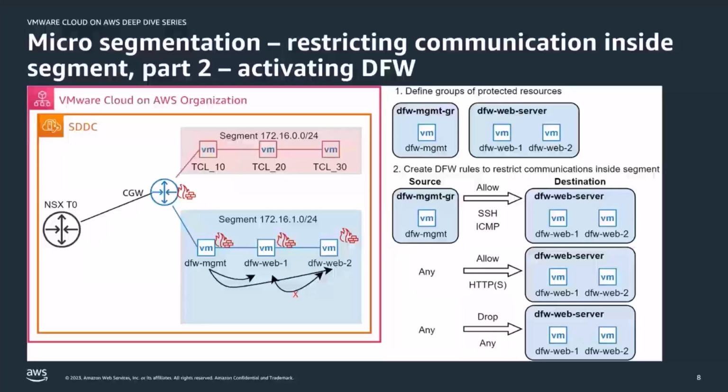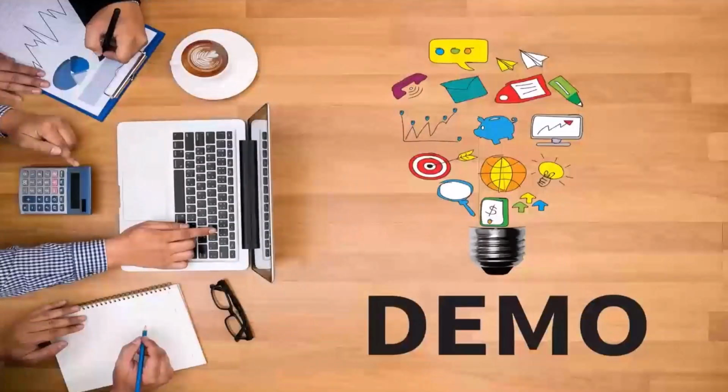The second part is to create distributed firewall rules to restrict that communication. The way it works is from top to down. First we define our permit rules, and at the bottom we define our drop rule. So as a source, to allow SSH communication to our web servers, we select our management group, and as a destination, we're going to have our web servers. Now let's take a look at how it works.